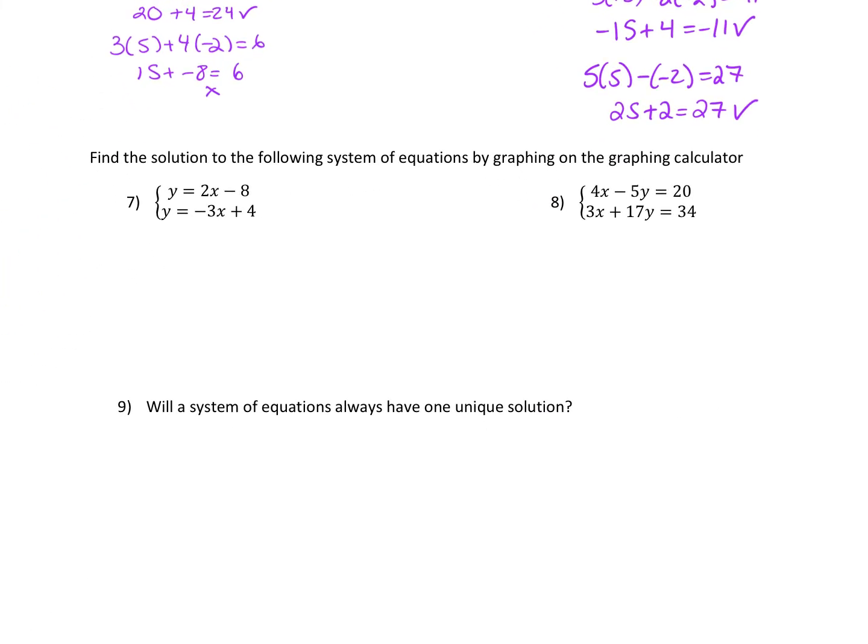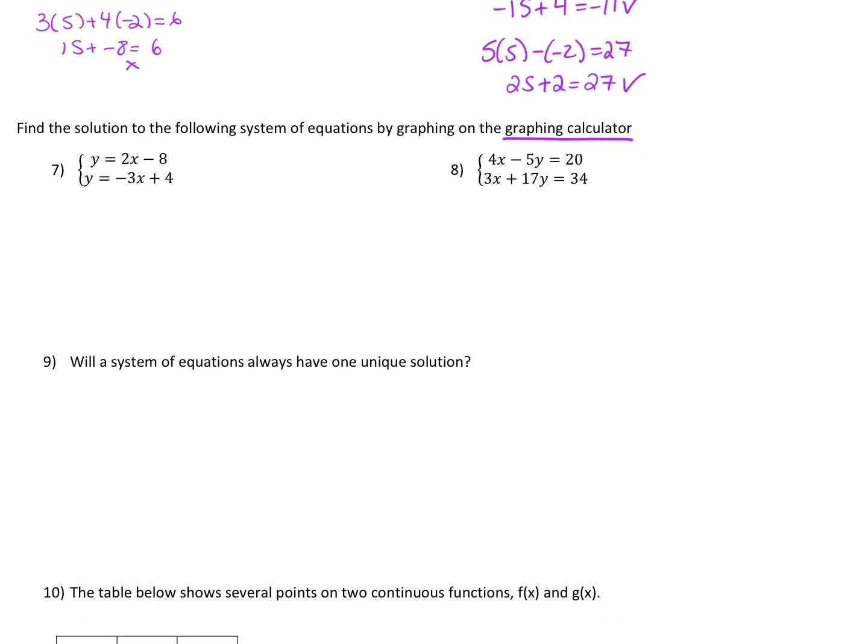All right, in number 7 and 8, we were to do these on the graphing calculator. So if you're watching this video, I will have to review this with you separately. But essentially, if you have a TI calculator, you're going to go to your Y equals button on the top left corner. Then you're going to go to second trace. And you're going to use option number 5, which says intersection. And then you're going to hit enter 3 times. And so we can talk about 7 and 8 in person.